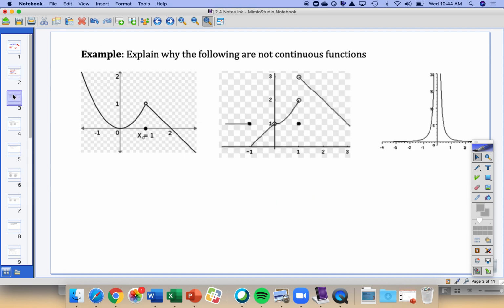So let's look at an example. These are three functions. All three of these are not continuous, so we're going to find out why. Looking at this function, we can see that the function is not continuous at the x value of 1. So it's discontinuous at x equals 1. Well, let's look at why.